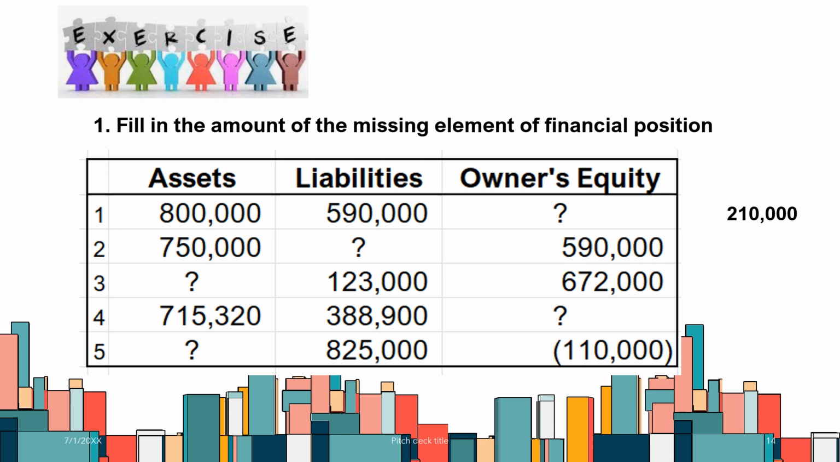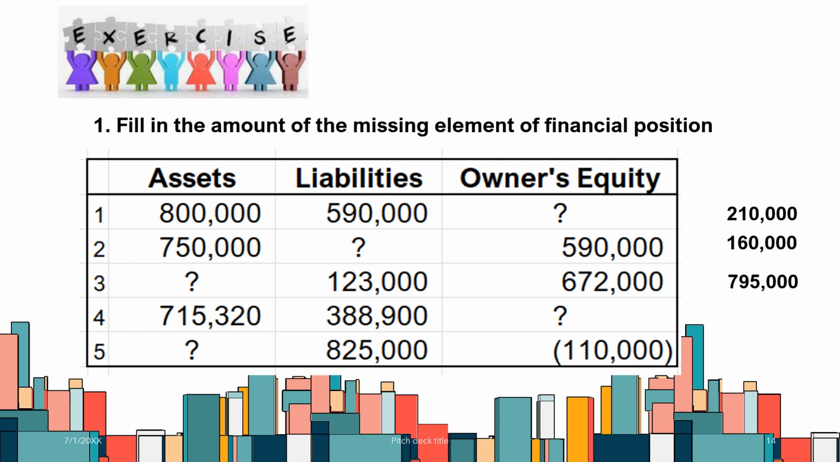Okay, so about number 2, 750,000 assets, owner's equity of 590,000. Same method, you have to deduct 590,000 from 750,000. So you will arrive at 160,000. Okay, so 750,000 equals 160,000 plus 590,000. Okay, can you follow? Of course. Okay, this is just a piece of cake for you.